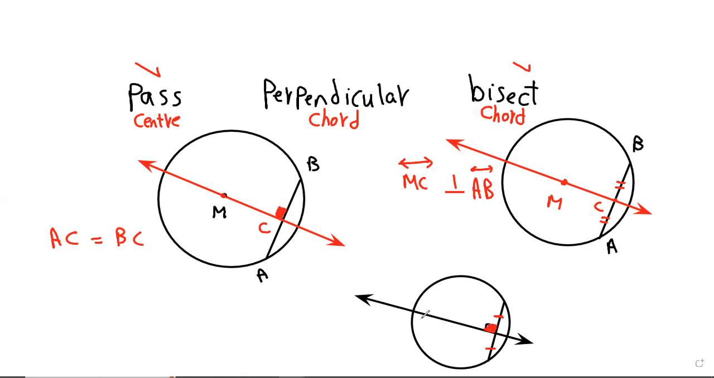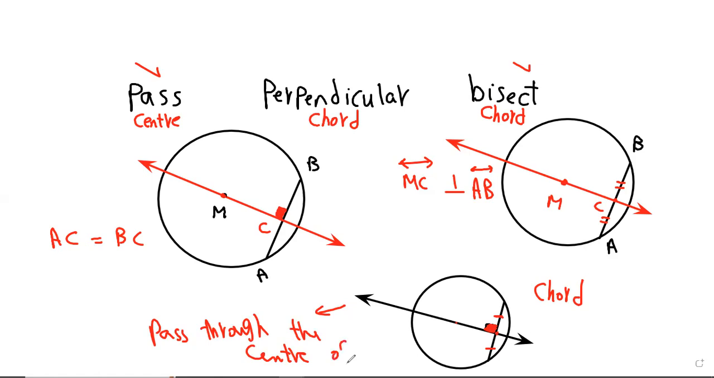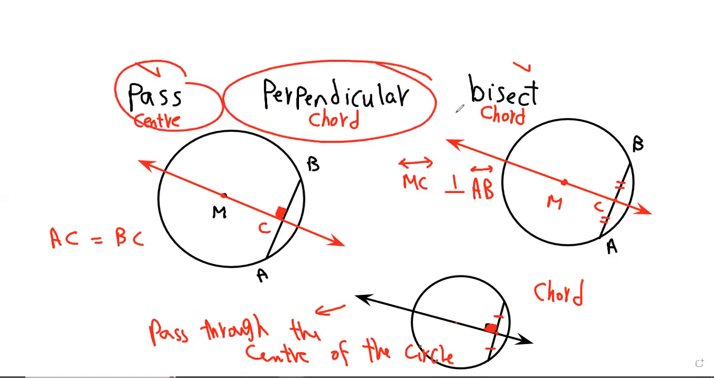Here in this shape, we have a circle and we have a chord. And this line is drawn perpendicular to this chord from the midpoint. So this straight line will pass through the center of the circle. So just remember these words: pass through the center of the circle, perpendicular to any chord, bisects this chord.